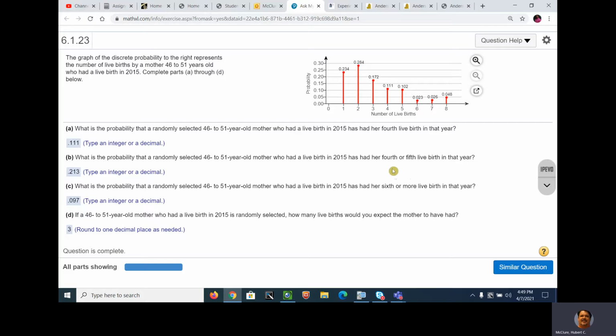Second one, you add 4 and 5. So 11 cent plus 10 cent is 21 cent, and that's 0.213 right there. And then it says 6 or more, so that's add 6, 7, and 8 probabilities, and that should give you 0.097. Good test question. I like that question. It's kind of short and sweet. You don't have to do a lot of math, and you can do a lot of it in your head.